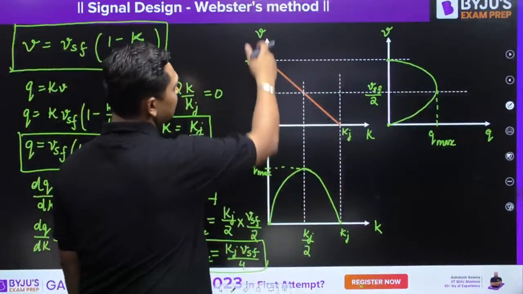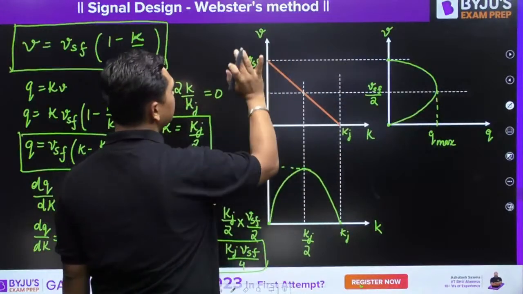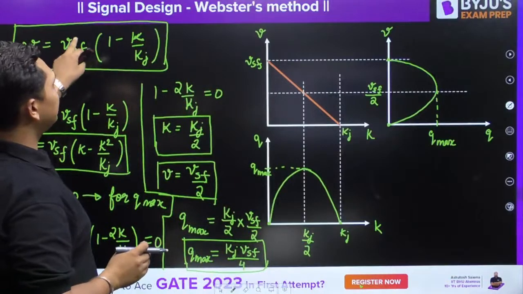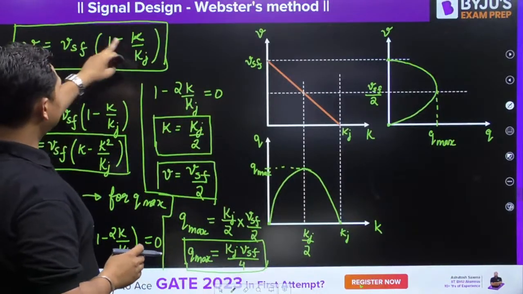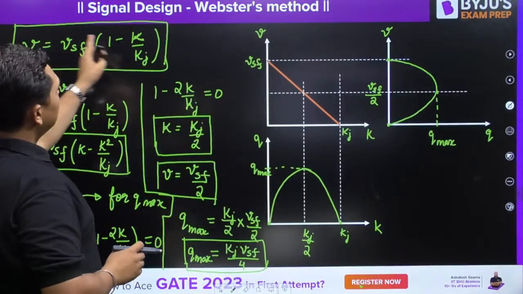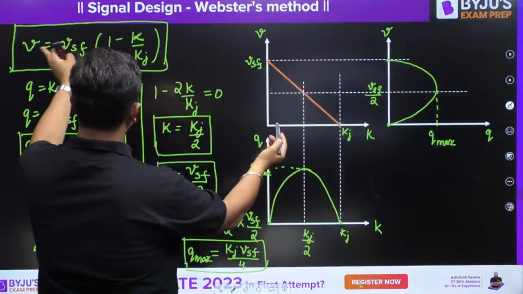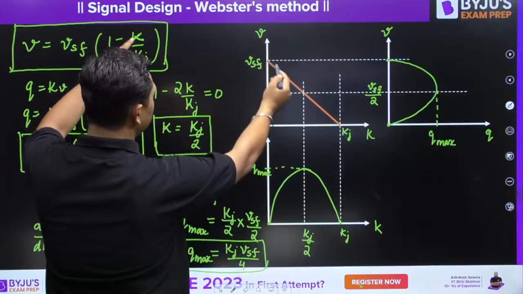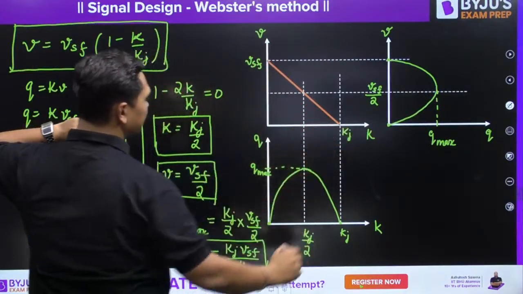So over here, this is the normal graph between density and velocity. This is linear, as over here V is equal to Vsf (1 minus K upon Kj). So this is a linear relationship. When density is equal to 0, velocity is equal to Vsf. And when velocity is equal to 0, your density is equal to Kj, that is jam density.